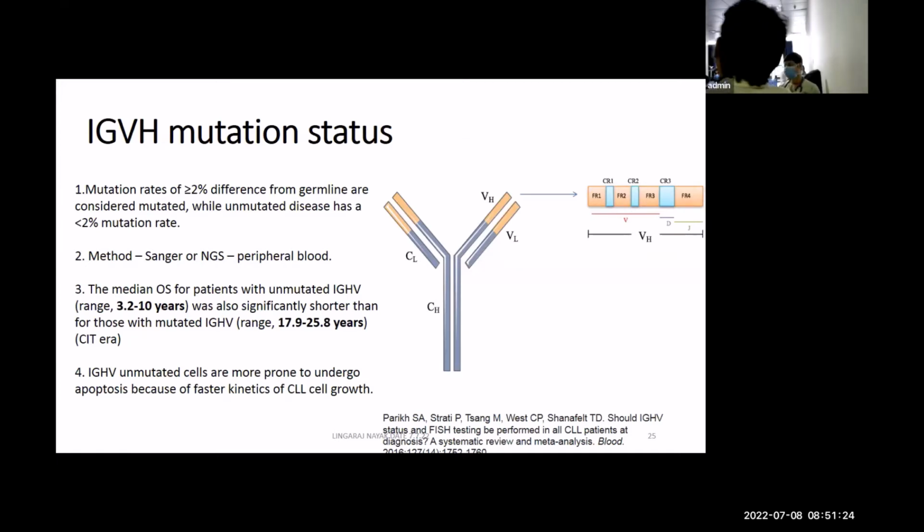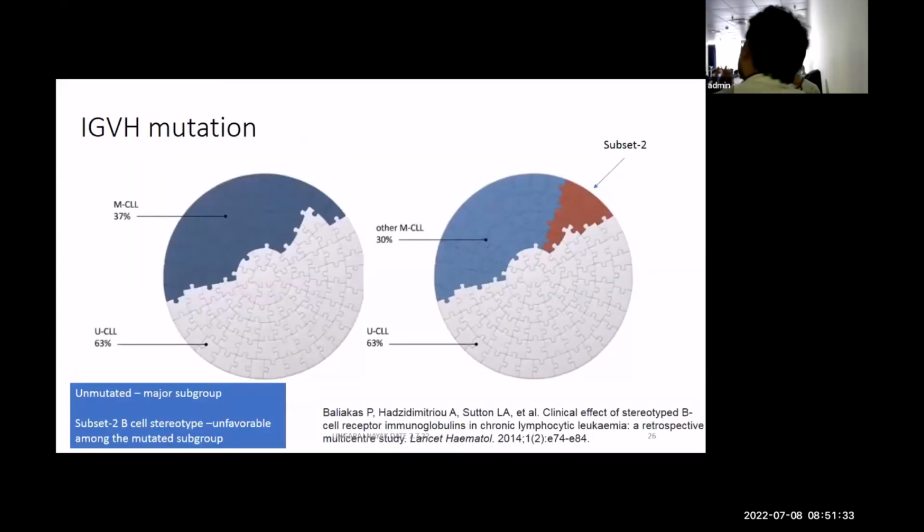Okay, so why is IgG unmutated bad? Because as I said, the cells are rapidly dividing, they have exponential growth. So that's why they are bad. So what is the percentage of mutation that we see in routine clinical practice? Almost 2/3 of your patients will have unmutated CLL. Only 1/3 will have a mutated type of IgG.